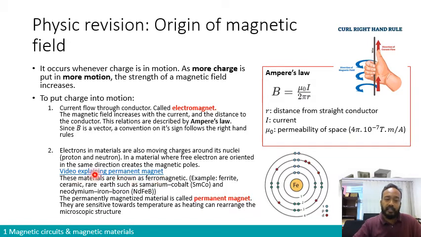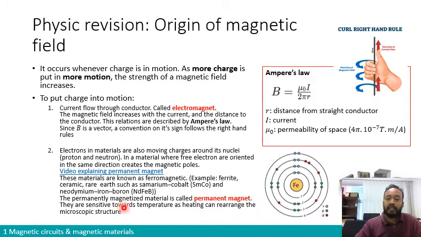There is an interesting video for you to check out if you are interested, just for your curiosity. The materials that can be transformed into permanent magnets, like the one that you put on your fridge, are what we call ferromagnetic materials. For example, we have ferrite, ceramic, and rare earth materials like samarium cobalt, and neodymium iron boron. These materials are usually found as permanent magnets in the market, right? And they are used in electric motors.